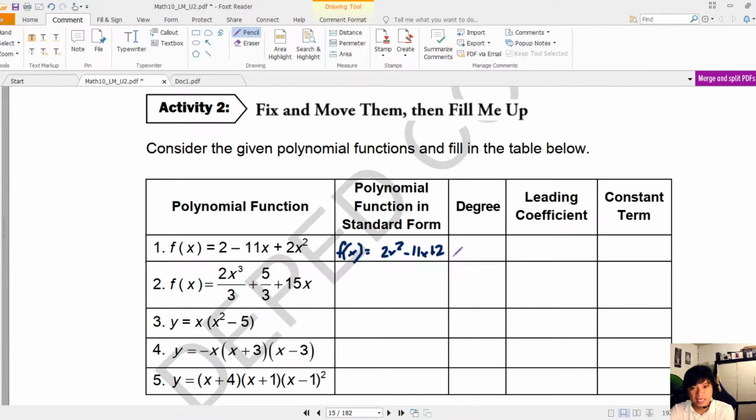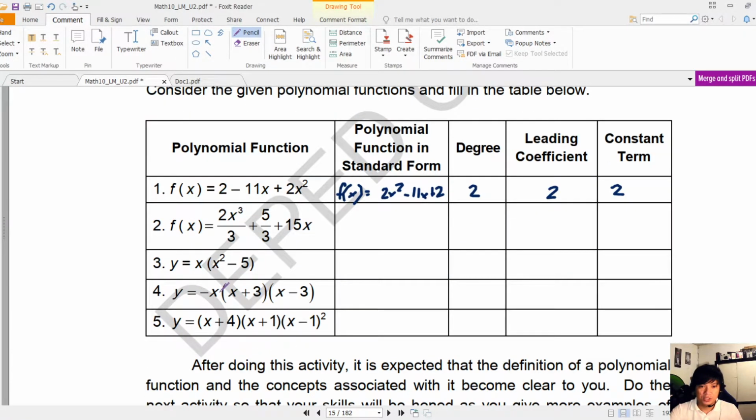So the degree of the polynomial is 2, yung highest exponent. The leading coefficient is 2 and the constant term is 2. So ganun lang. The same also with the rest of the example. Ito siya, paano siya gawin? Kailangan nyo muna expand, di ba? Expanding nyo ito. Expand kasi na-factored form na siya. So, kailangan nyo siya expand, just like what we did in our previous lesson.